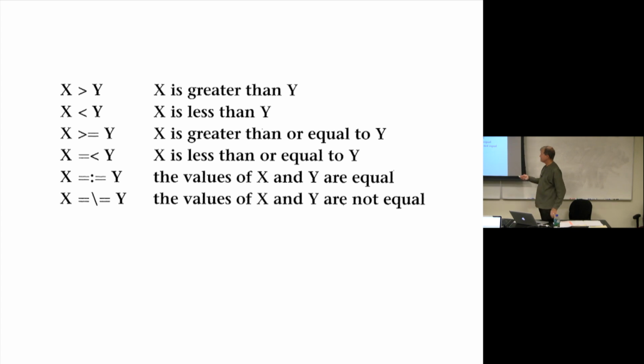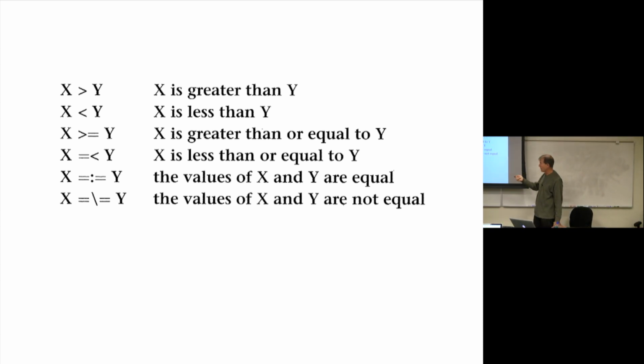So look here. In Prolog, we also have the greater than sign, which means x is greater than y, and the less than. The way you say greater than or equal to is you say greater than and then equal to. Notice you don't say equal to greater than. You say greater than equal to. And then equal to or less than is equal less than.